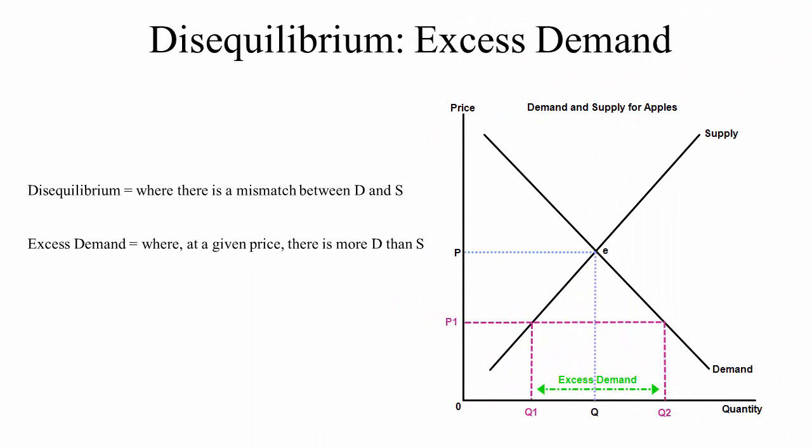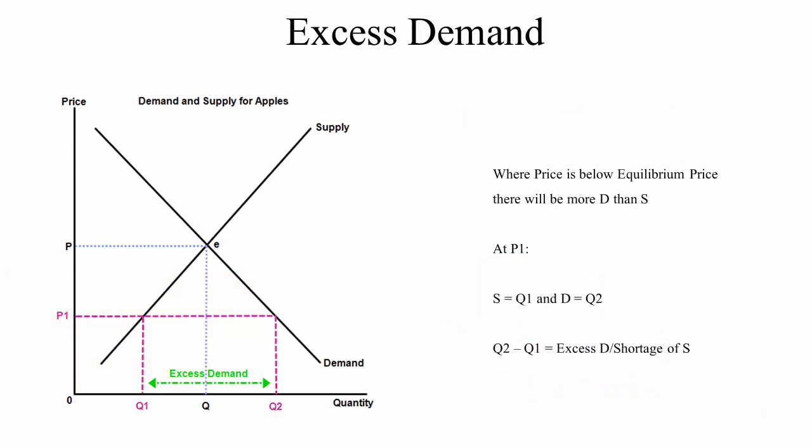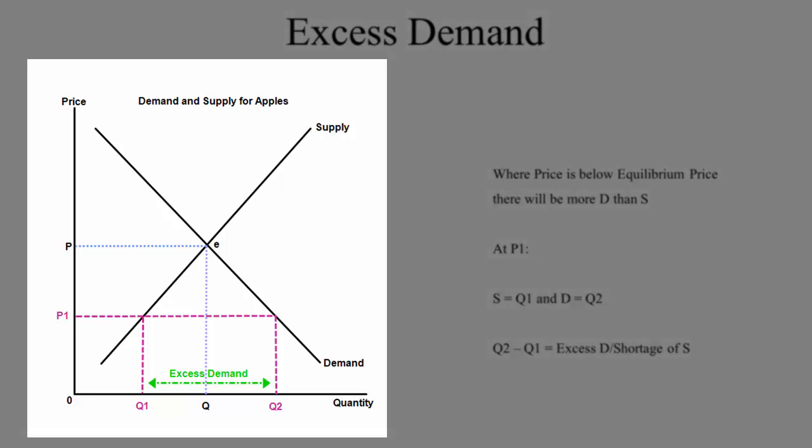to excess demand. Disequilibrium occurs in a market when there is a mismatch between levels of demand and supply. And excess demand occurs where, at a given price, there is more demand at that price than there is supply. And we call this a shortage occurring in the market. There is a shortage of supply that cannot meet all of the demand for that product or service in the market. We can see excess demand illustrated on the following graph.